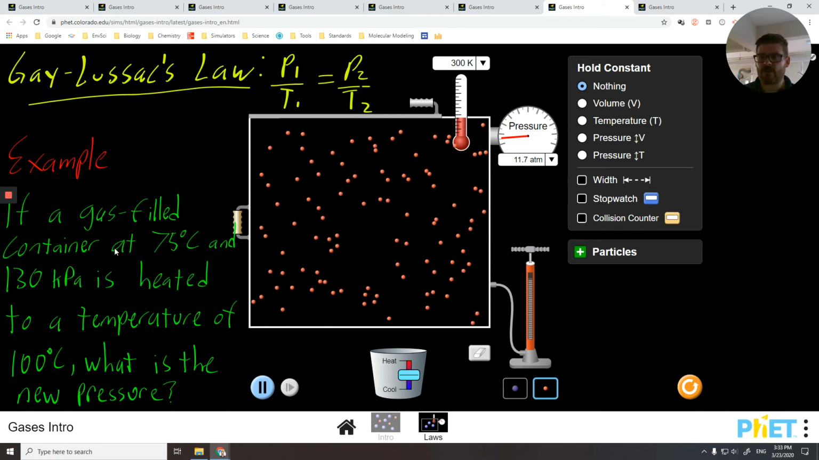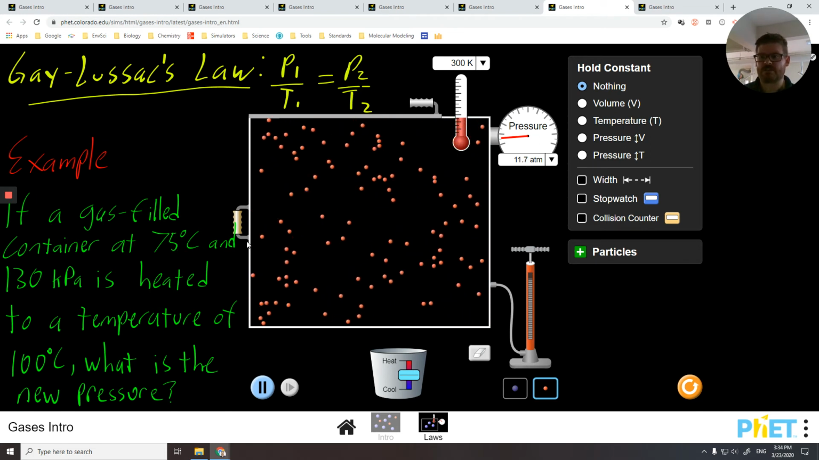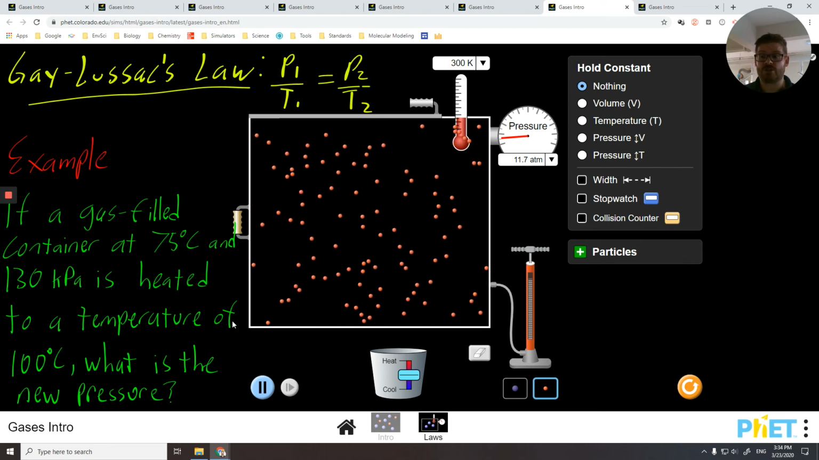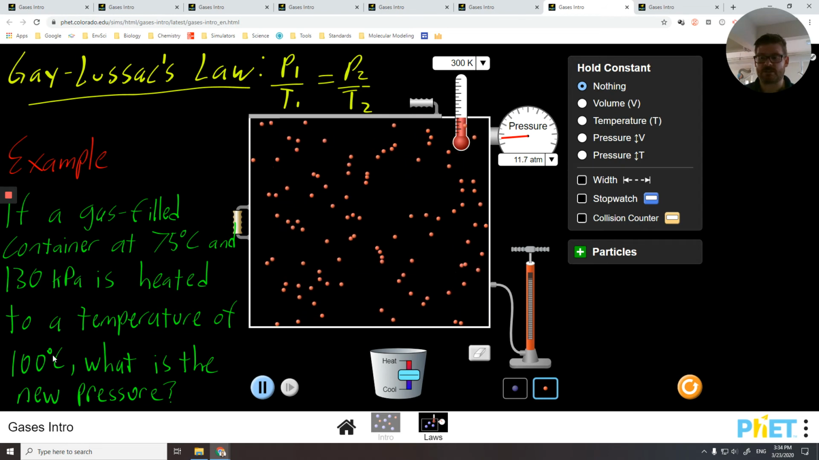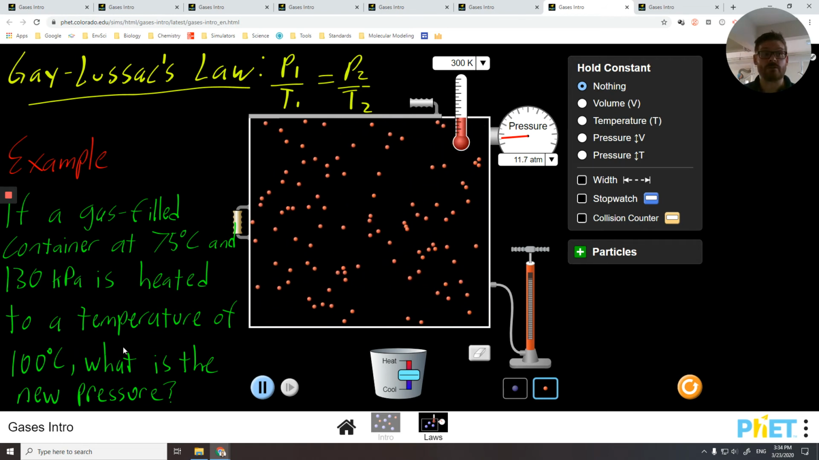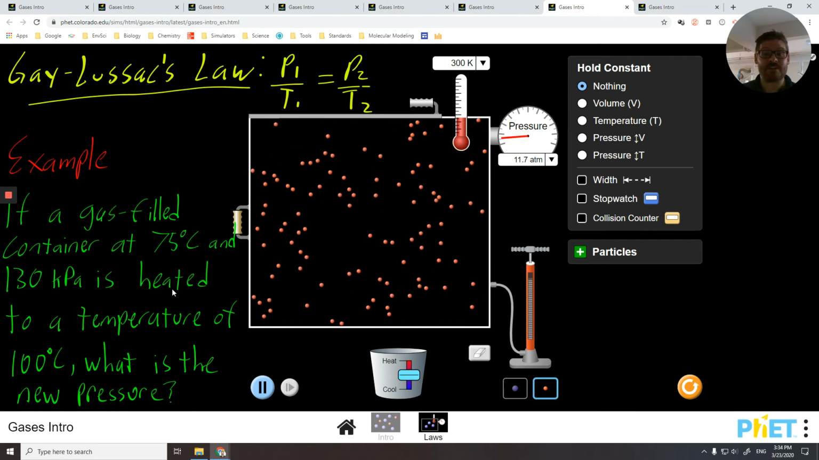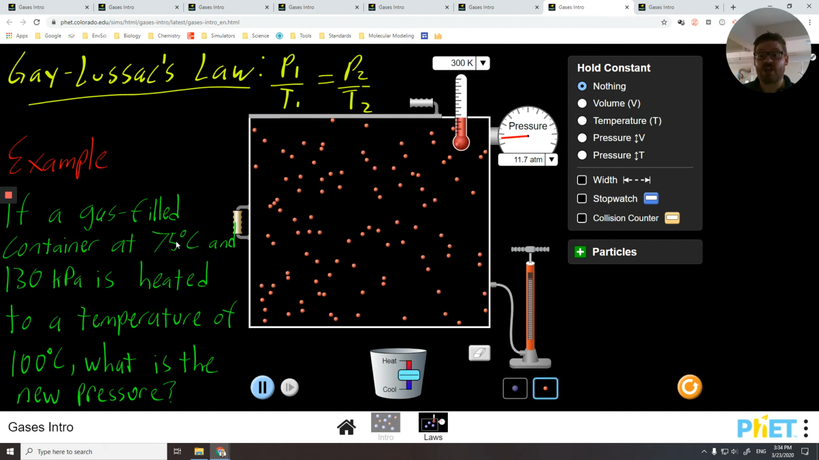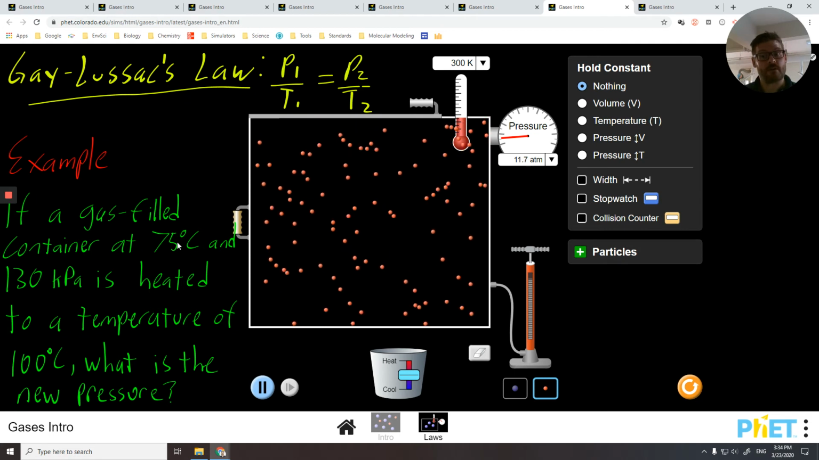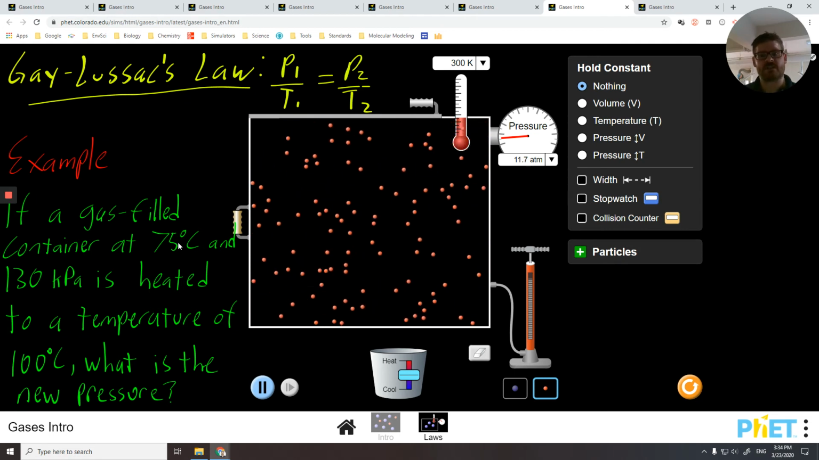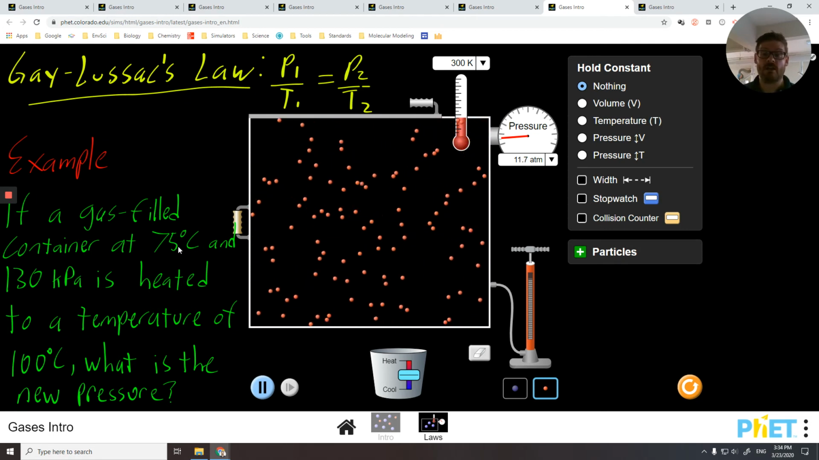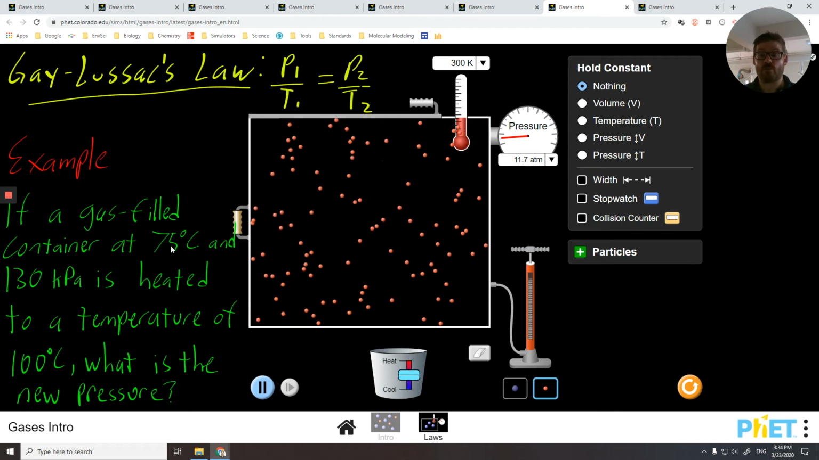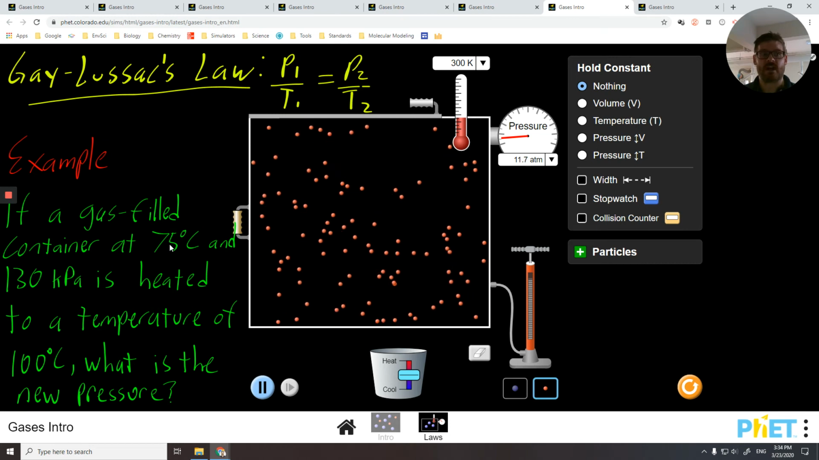So, a gas-filled container at 75 degrees Celsius, 130 kilopascals is heated to a temperature of 100 degrees Celsius. What is the new pressure? So there's something different about this. For one, the temperature is in Celsius. You're going to have to change that temperature to Kelvin. So reference the Celsius to Kelvin conversion scale. It's pretty easy. Just add 273 to your Celsius and you'll have Kelvin.